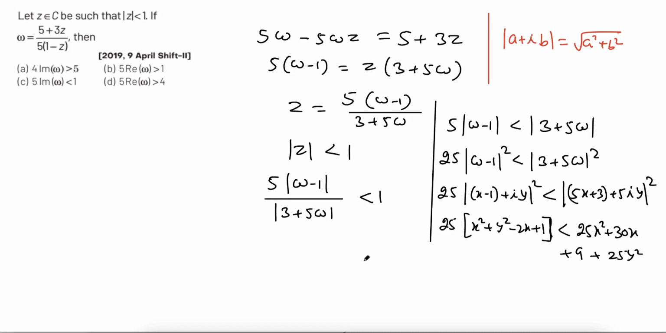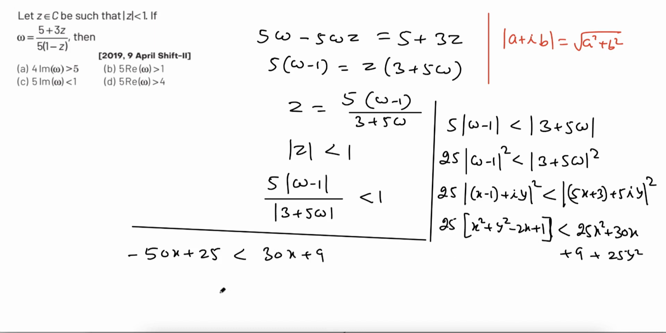You can see very clearly that 25x square plus 25y square, both side is there, it will get cancelled. So left side left minus 50x plus 25, and right side left what? 30x plus 9. So 80x, shifting one side, greater than 25 minus 9 means 16, means x is greater than 16 by 80, means 1 by 5.